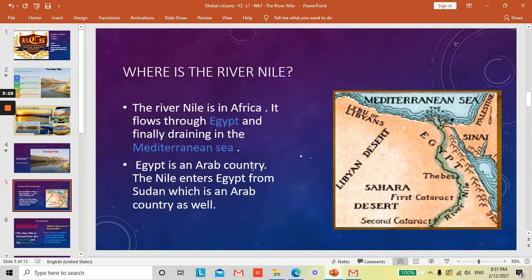Egypt is an Arab country. The Nile enters Egypt from Sudan, which is an Arab country too.